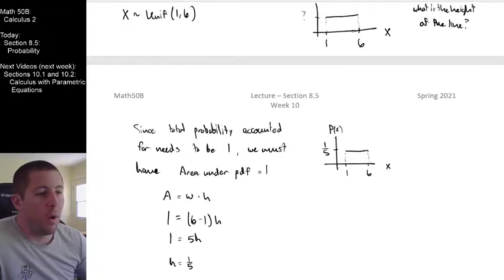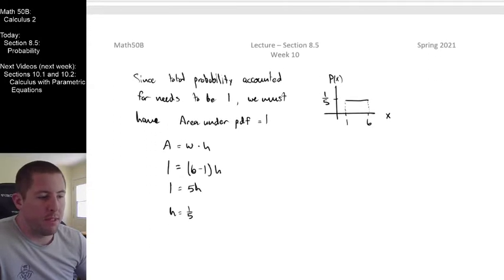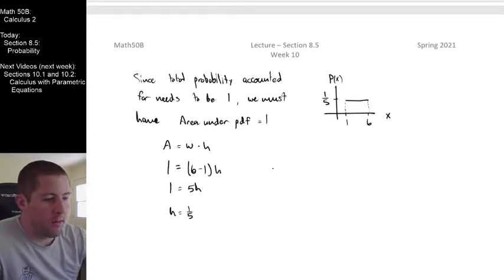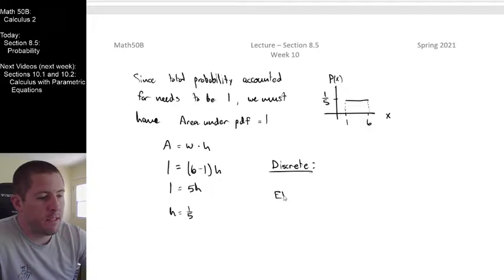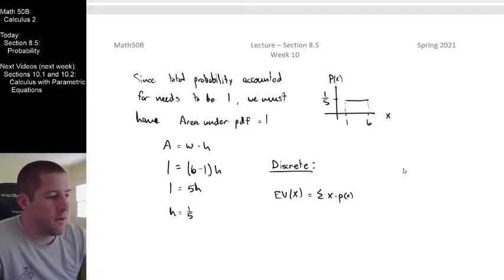So our goal here is to know the expected value of the output from this computer program. Let's remind ourselves where we were a second ago. In our discrete setting, we said that the expected value of the random variable x was the sum of all the x's times the probability of x occurring. Therefore, in our continuous case, we should basically make this an integral.